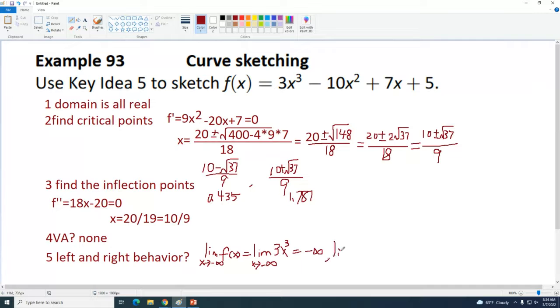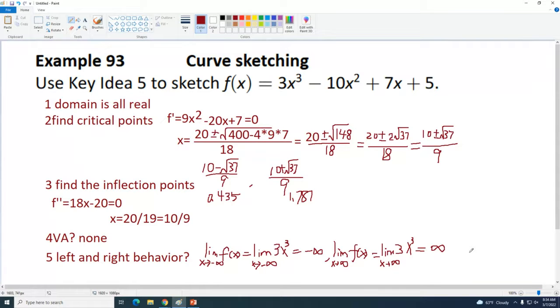All right, we do the same for the right side behavior. On the right side, as x goes to positive infinity, it is still determined by the highest degree. So its limit is 3x cubed as x goes to infinity. X is a large positive number, so 3x cubed is also a large positive number. So that's what's going on.